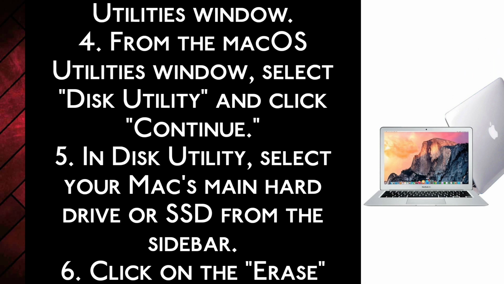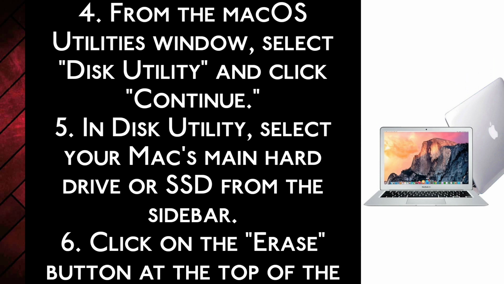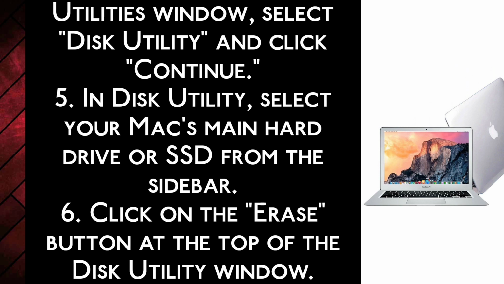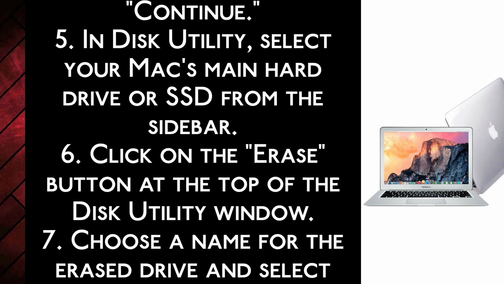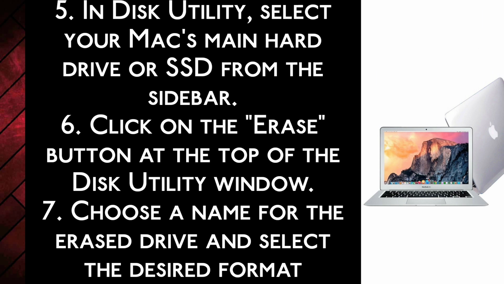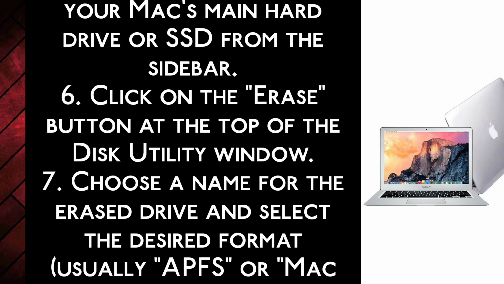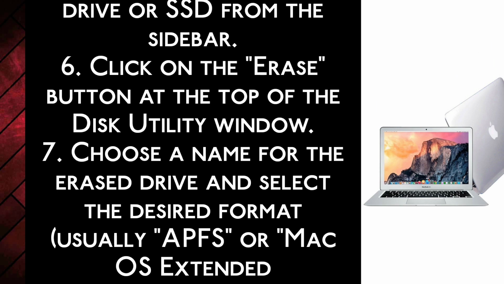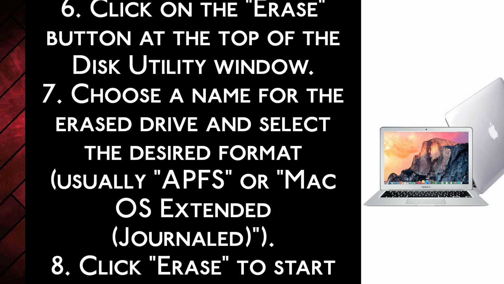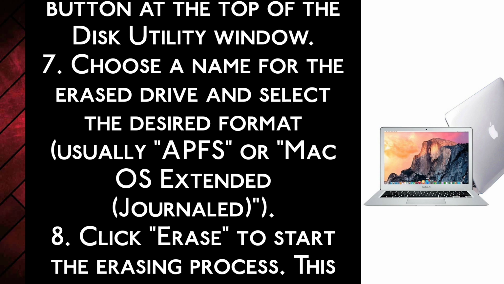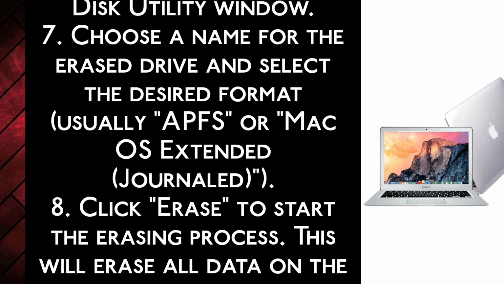Number 5. In Disk Utility, select your Mac's main hard drive or SSD from the sidebar. Number 6. Click on the Erase button at the top of the Disk Utility window. Number 7. Choose a name for the erased drive and select the desired format, usually APFS or Mac OS Extended.